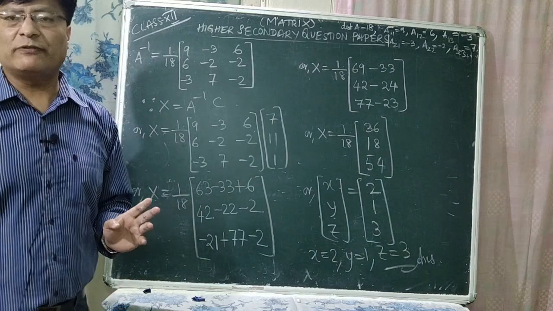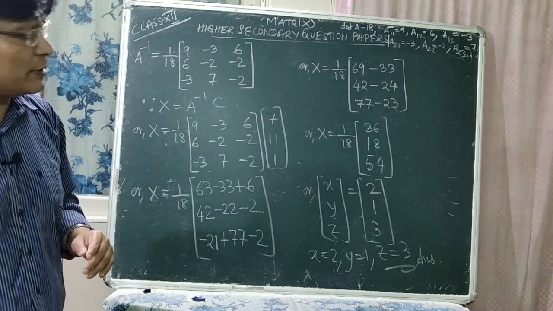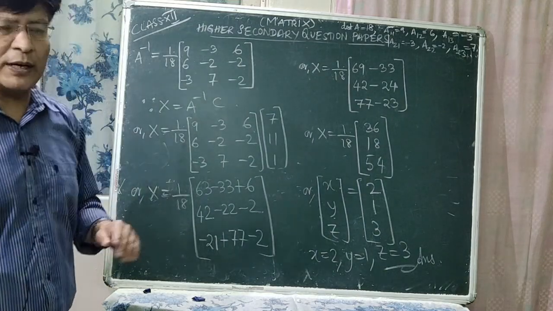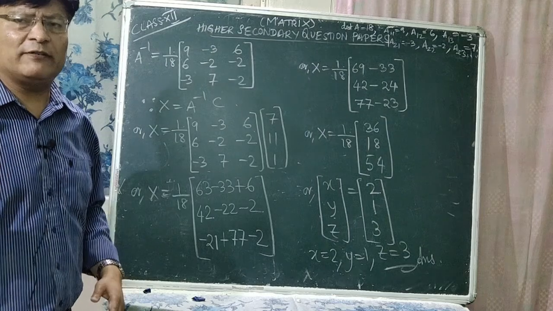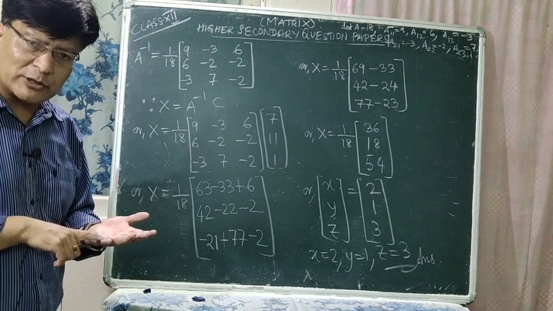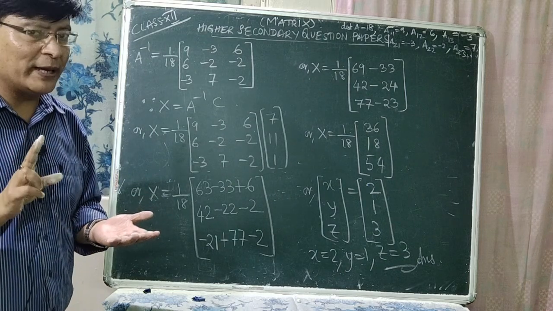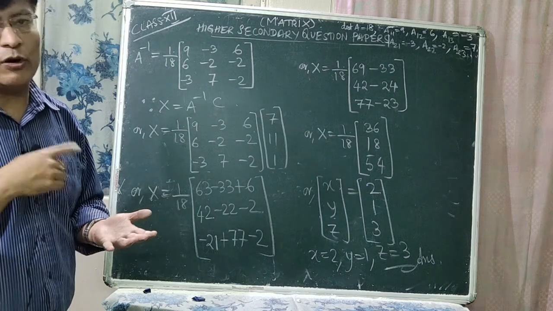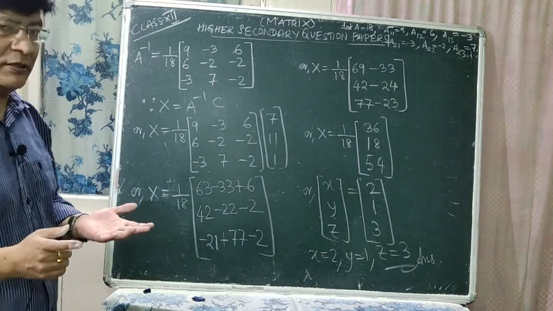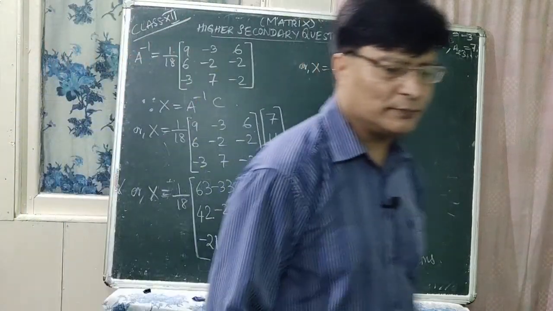So this question is very, very important. In the next higher secondary examination, that is in 2021, this type of question is very, very important. Both solving by Cramer's rule and solving by matrix inversion method. So you may get either Cramer's rule or matrix inversion method. So you have to practice it at home. Okay, so we'll do the next question now.